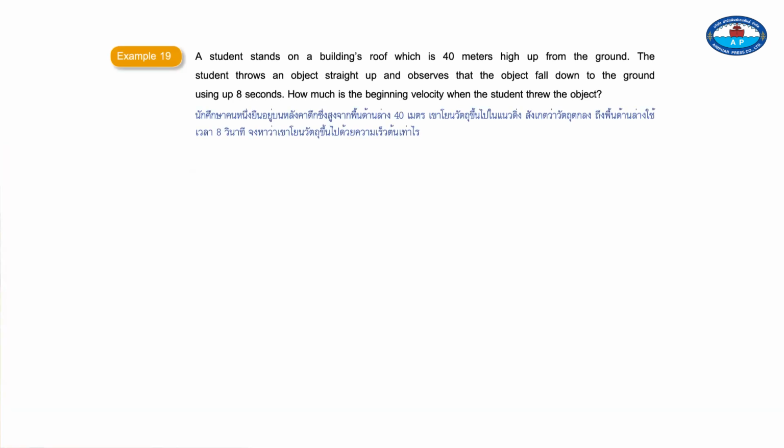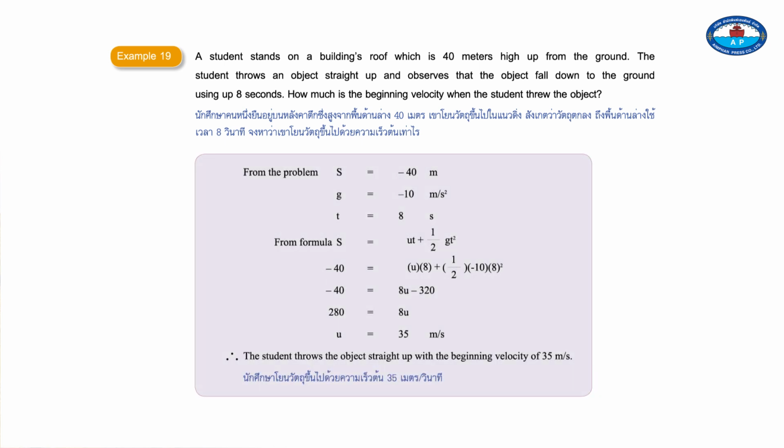Example 19. The student stands on a building's roof, which is 40 meters high up from the ground. The student throws an object straight up and observes that the object falls down to the ground in 8 seconds. What is the initial velocity when the student threw the object? The student threw the object straight up with the initial velocity of 35 meters per second.